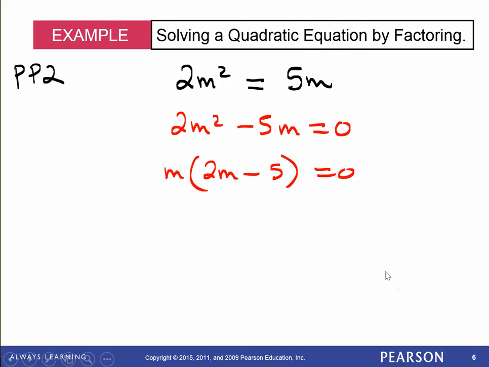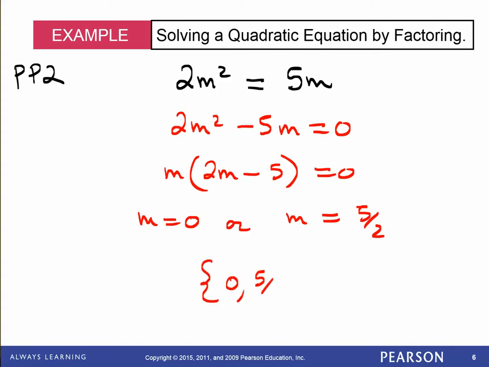Now you can split them off because now you have all linear equations, or you can think about it as factors here. So m is equal to 0, or 5 divided by 2. That good enough to give us the final answer? And again, in set notation, there it is. Alright, good.